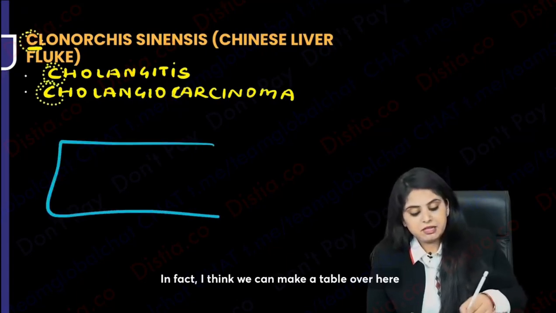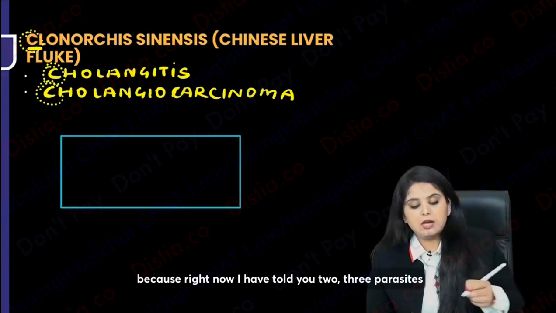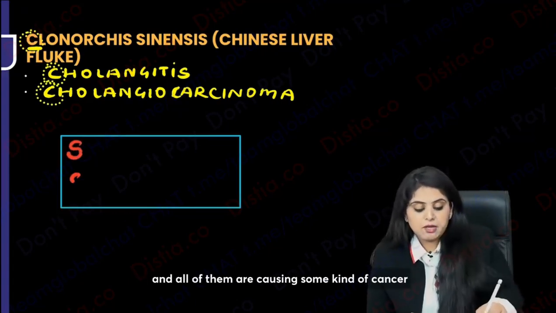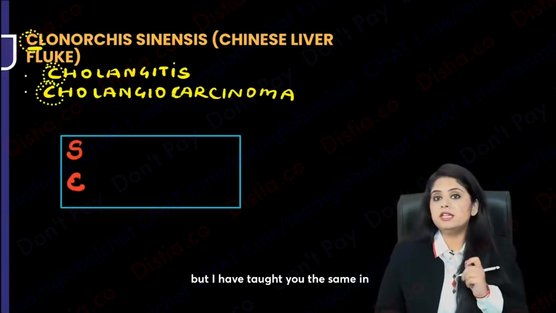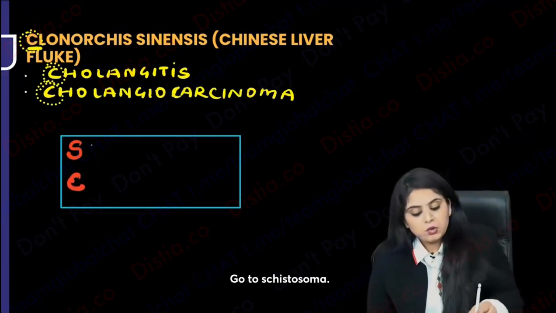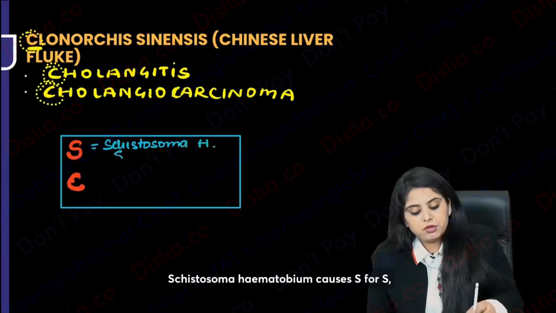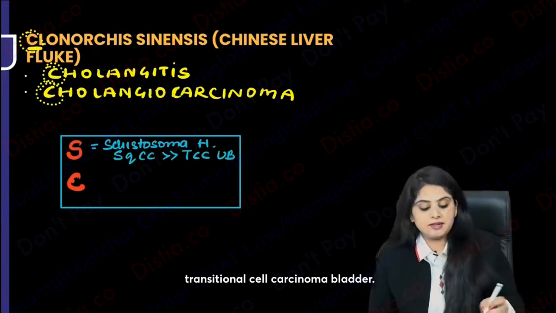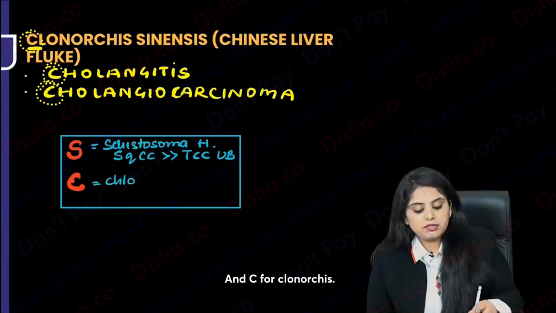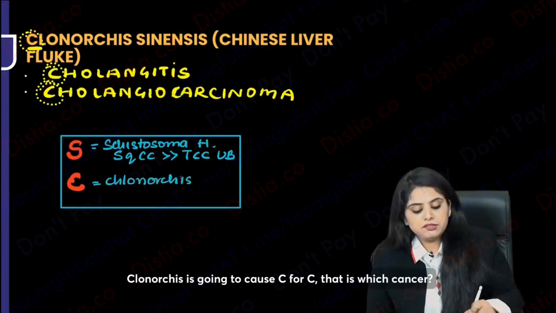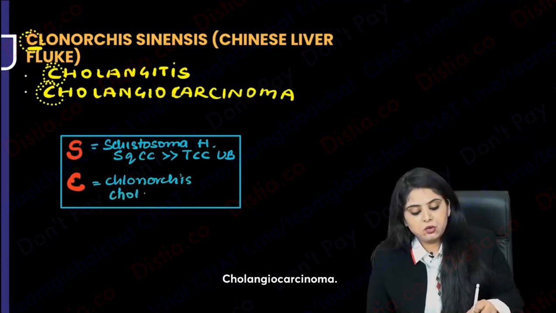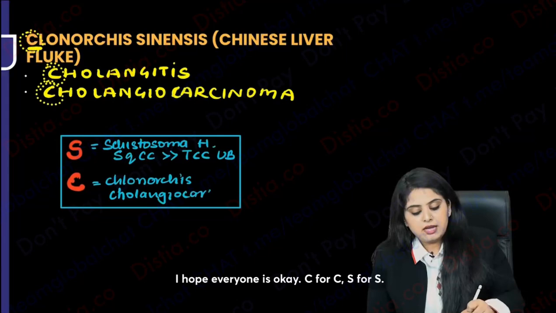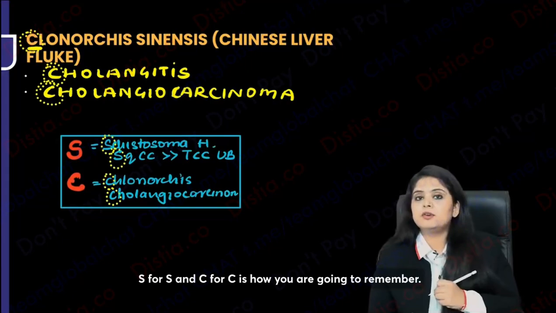In fact, I think we can make a table over here, because right now I've told you 2-3 parasites and all of them are causing some kind of cancer, but I've taught you the same in the neoplasia chapter of pathology also. Go to schistosoma. Schistosoma haematobium causes S for S, squamous cell carcinoma more commonly than transitional cell carcinoma of the bladder. And C for Clonorchis. Clonorchis is going to cause C for C, that is which cancer? Cholangiocarcinoma. I hope everyone's okay. So C for C, S for S is how you're going to remember.